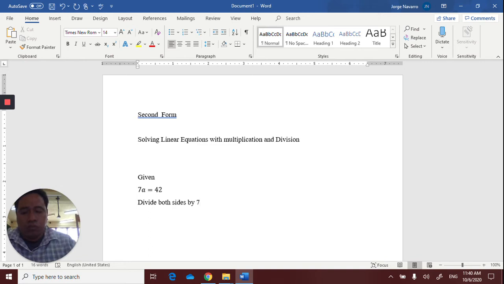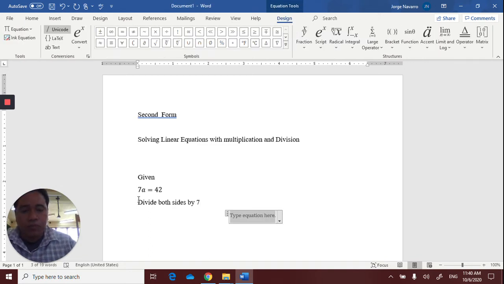So alt equal again, and I'm going to use a fraction because I'm going to be dividing. On top I'm going to put 7a, and at the bottom I'm going to put 7, because that's what I'm doing. I'm dividing both sides by 7. So I'm going to divide the 7a by 7 and the 42 by 7, and I will show that as well. So 42 over 7.